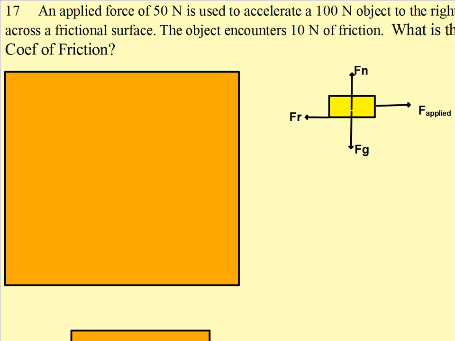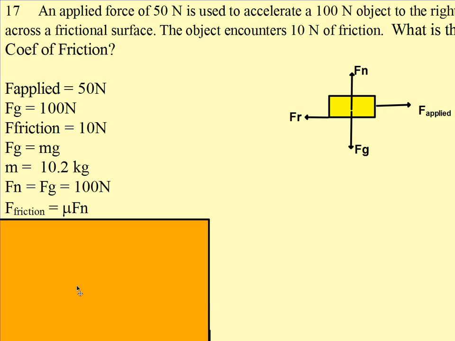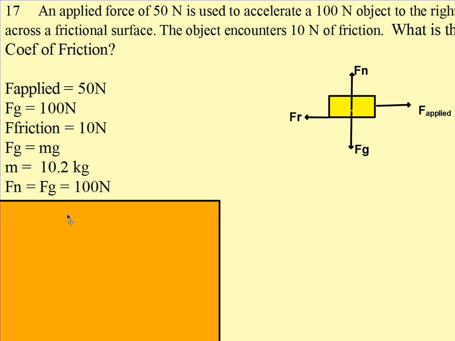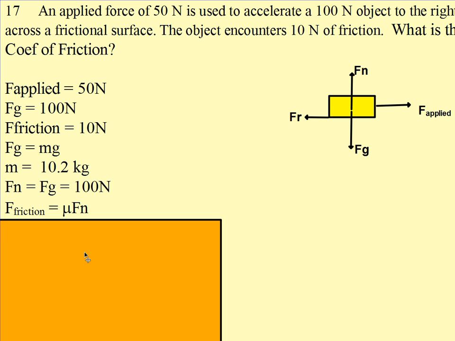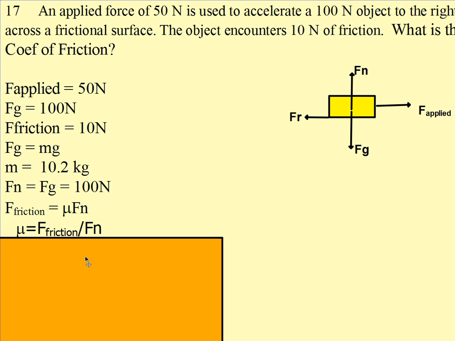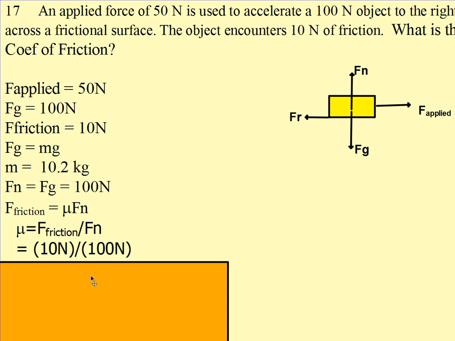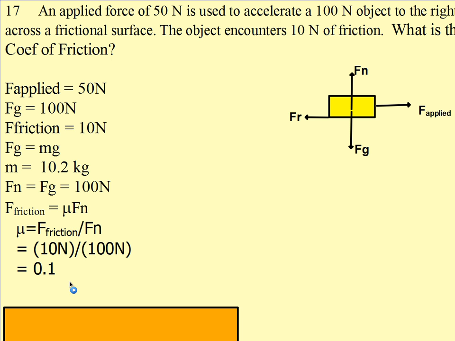All right, what is the coefficient of friction? Well, first of all, let's rewrite all of our givens. We're on a new page. And I know friction is mu Fn. So let me solve for this mu, this funky Greek letter. So mu is the force of friction divided by the normal force. Friction is 10 newtons from the givens. The normal force is 100 newtons. We figured that out on the previous page. So we have mu is 0.1. Did I forget the units? No, there are no units.